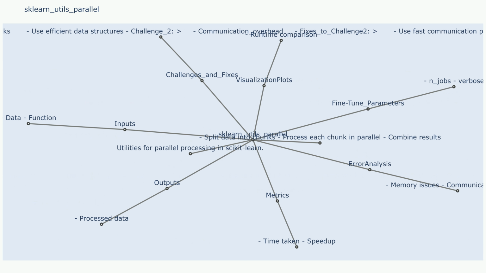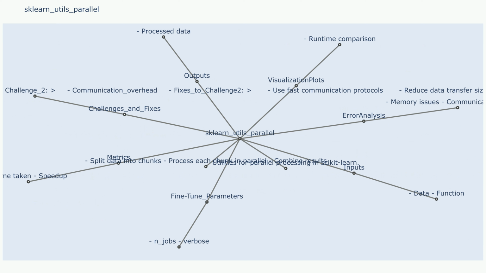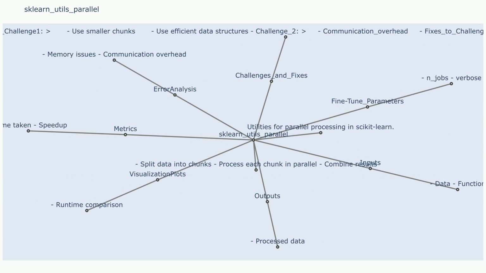Steps: initialization. The parallel backend is initialized based on the provided n_jobs parameter. Task division: the input data or task is divided into smaller units that can be executed independently. Parallel execution: the subtasks are executed in parallel using the chosen backend. Result collection: the results from each parallel job are collected and aggregated.